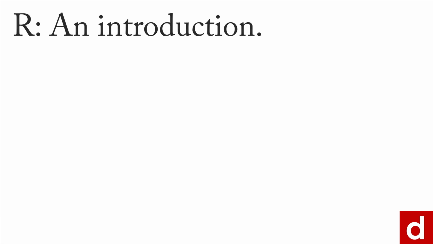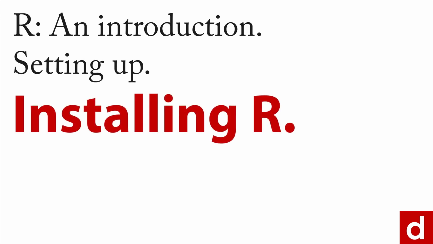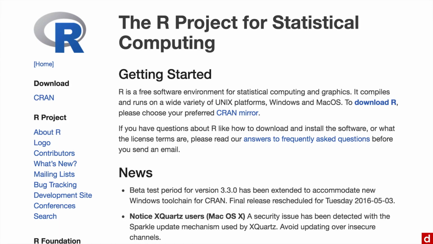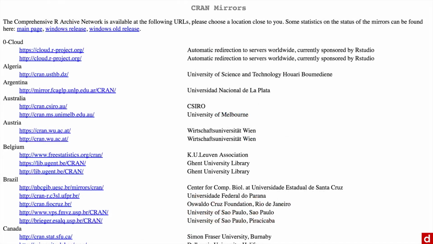The first thing that we need to do for R and introduction is to get set up. More specifically, we need to talk about installing R. The way you do this is you can download it. You just need to go to the home page for the R project for statistical computing, and that's at r-project.org. When you get there, you can click on this link in the first paragraph that says Download R.